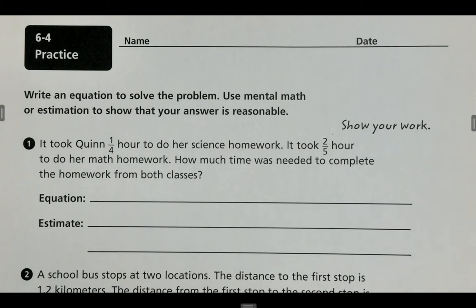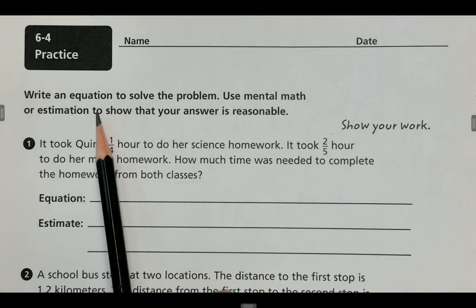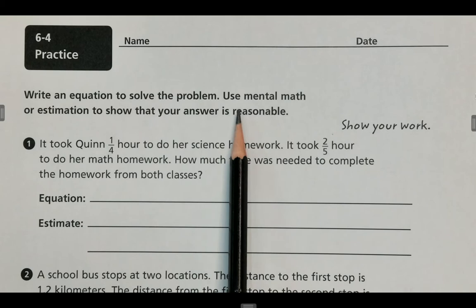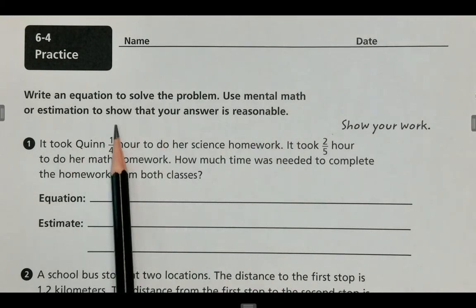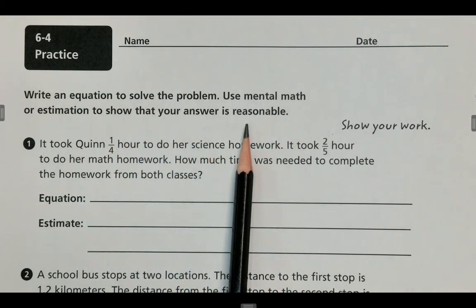Lesson 6.4, using estimates to check for reasonableness. The directions say write an equation to solve the problem. Use mental math or estimation to show that your answer is reasonable.